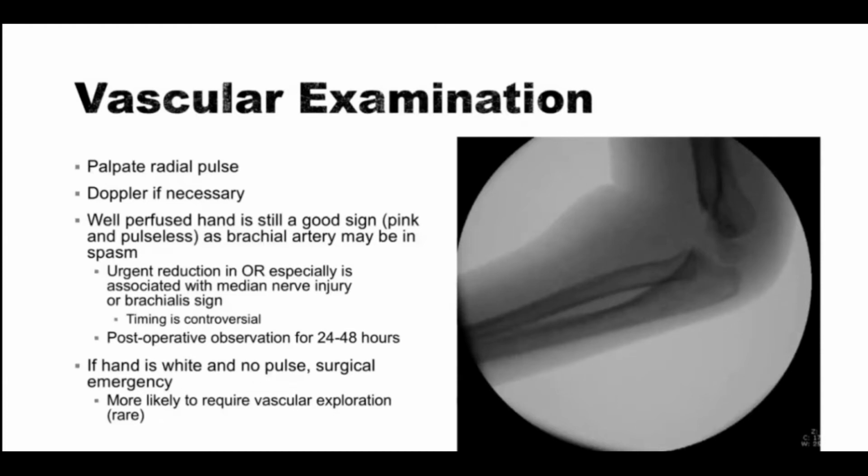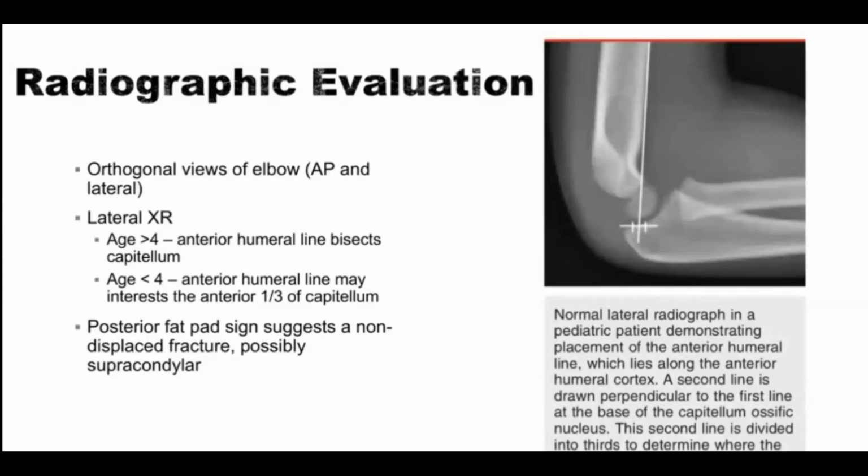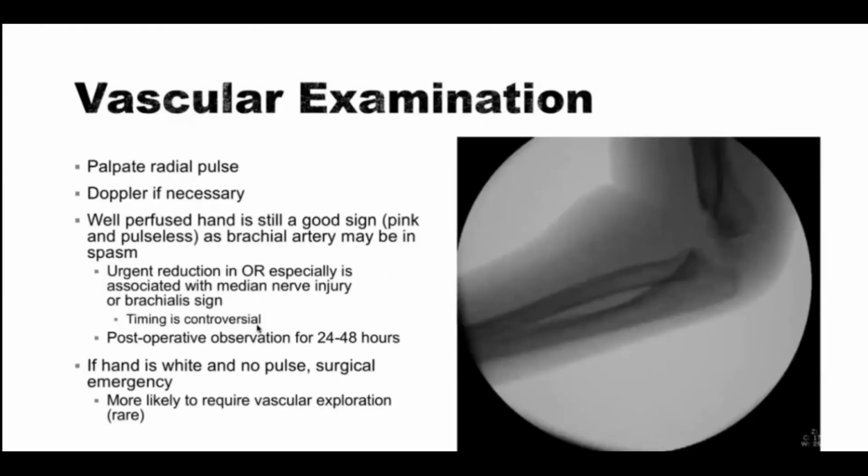Let's move on here. Again, we talked a little bit about x-rays already. The anterior humeral line should bisect the capitellum. Certainly it would be encouraging if the hand is warm and has a Dopplerable pulse and good perfusion, but I don't think I would use that in and of itself as the only means of testing perfusion. For me, I have a pretty low threshold personally to take somebody to the OR if they also have a nerve injury along with a questionable pulse, simply because those two structures are so close together.